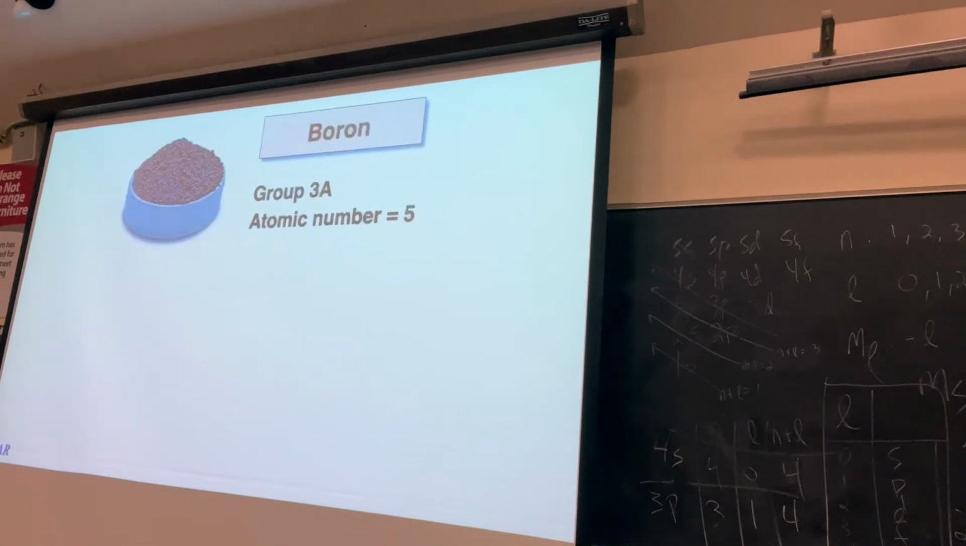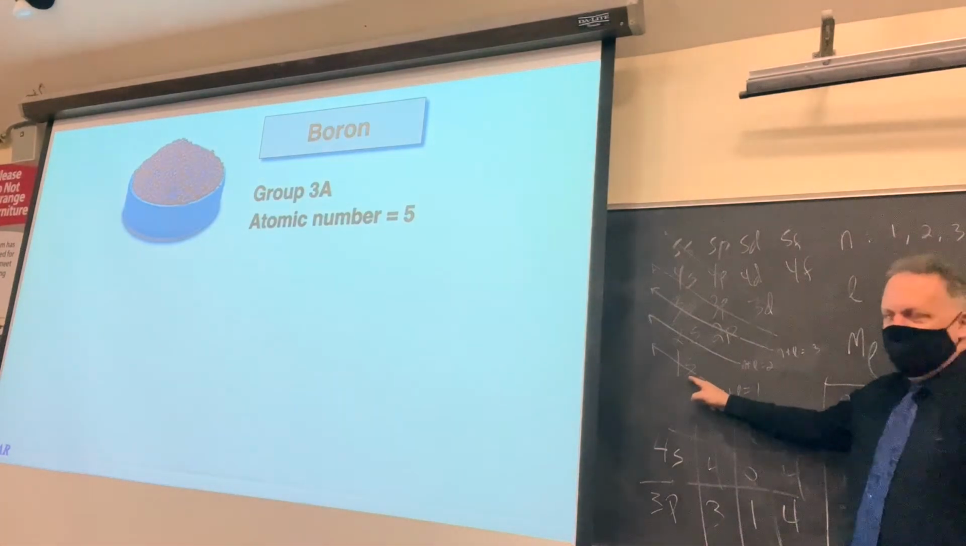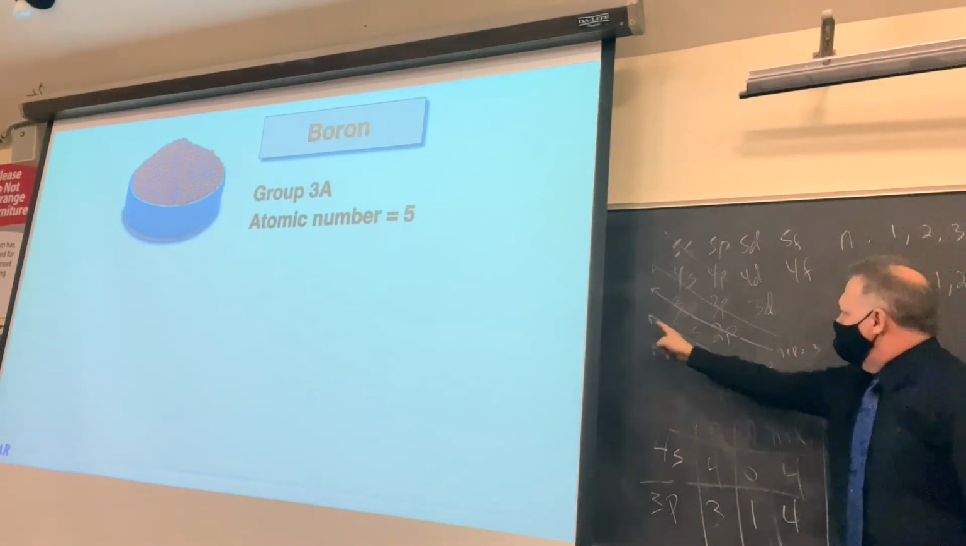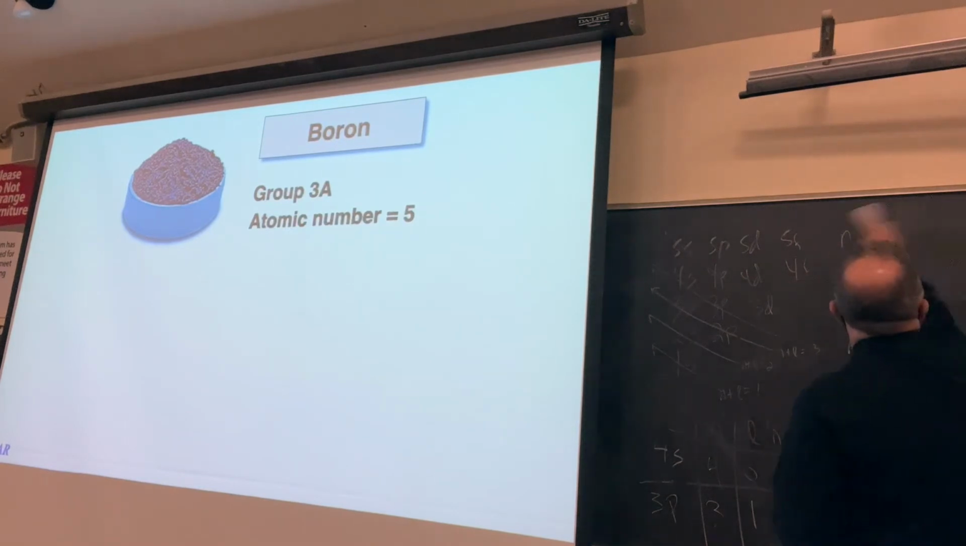Now, moving on. Boron, number 5, 1 more electron. Now remember that the s ones will always hold 2 electrons: 2 electrons for 1s, 2 electrons for 2s. But when you get to p, I need space all the time.